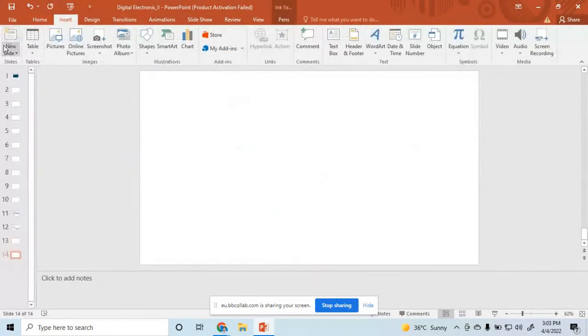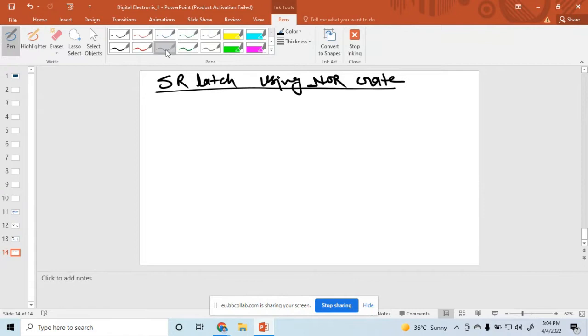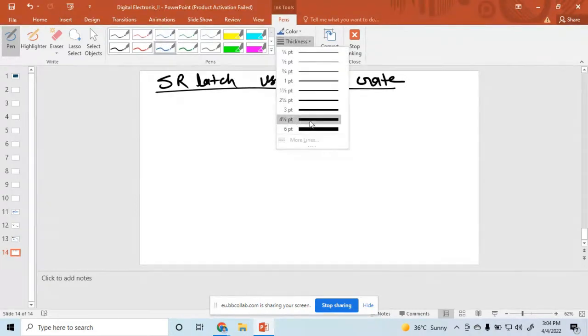So this is the circuit diagram, and this is the truth table of the SR latch. Next, the SR latch using a NOR gate. When we design it using a NOR gate, I am writing SR latch using NOR gate. So how to design this one? This is how to design the SR latch using a NOR gate.